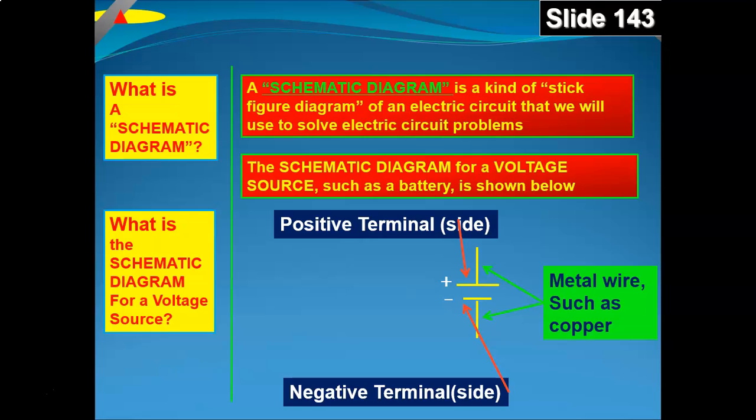So that would be the schematic symbol for a voltage source. It has two parallel lines there. You see one of them is a little bit longer than the other. That would be the positive side of the battery. And the shorter one would be the negative side of the battery. And then the lines coming out up and down would represent the wire coming out of the battery, and that could be something such as copper wire. So that's the way you would draw a schematic for a battery.